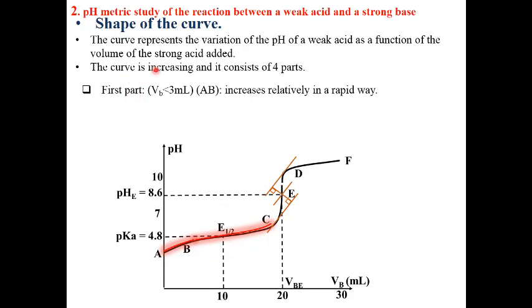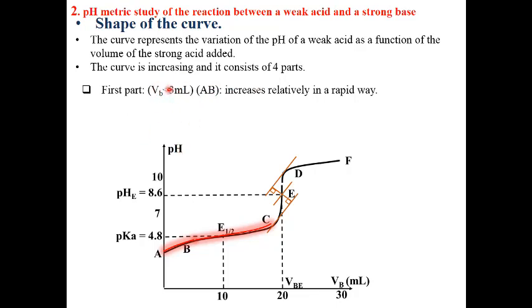As you can see, the curve is increasing because at the beginning we have an acid on which we are adding a base. So the curve is increasing and it consists of 4 parts. Pay attention to this because this is different from the titration of a strong acid with a strong base, because there the curve consisted of only 3 parts. Let's start with the first part, which is AB.